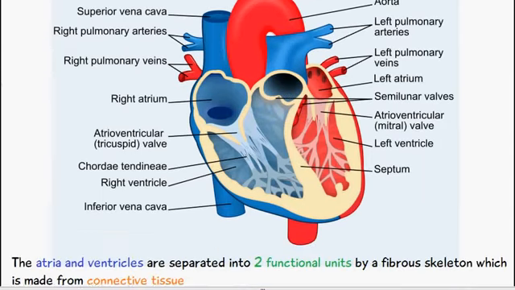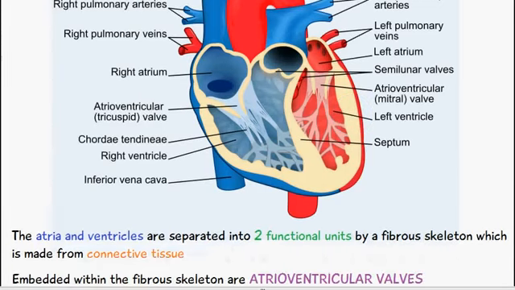Now, we know already that the heart consists of cardiac muscle, and if you didn't know, cardiac muscle is basically consisting of myocardial cells, and between these myocardial cells they are joined together by intercalated discs. But it's not just cardiac muscle which makes up the heart. We have a fibrous skeleton in place which helps to keep the structure of the heart. Now this fibrous skeleton is going to be consisting of connective tissue.